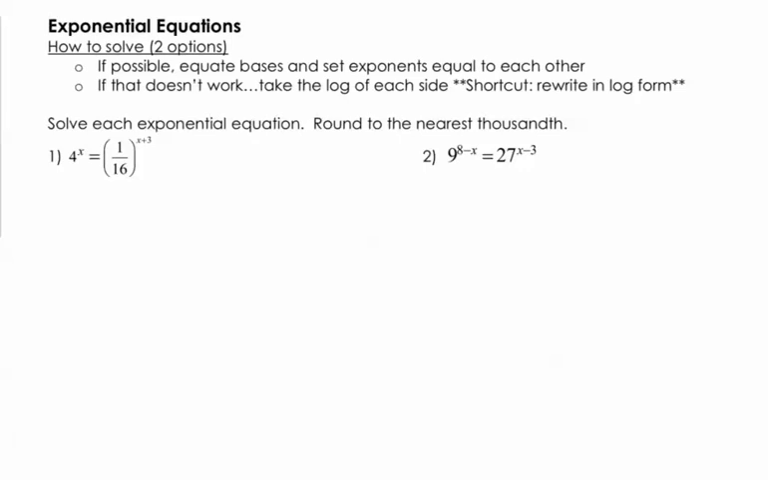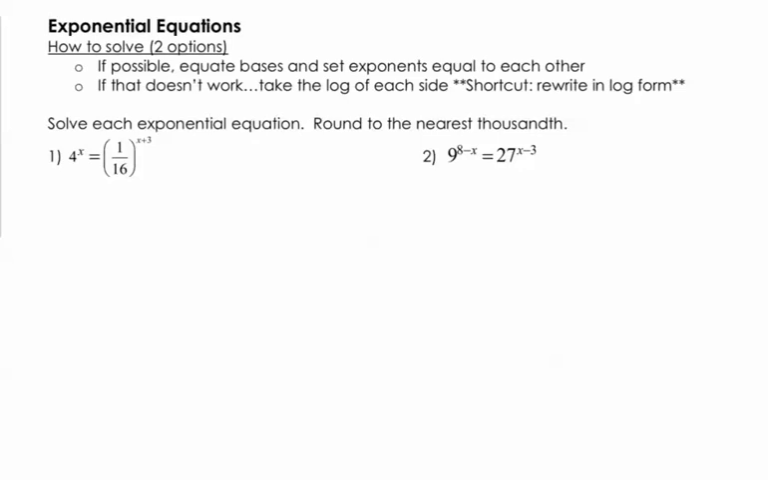Okay, so there's really two different ways to solve exponential equations. If you have exponents on each side, then hopefully you can get the bases to be the same and then equate your exponents. If you don't, then you're going to have to use the inverse operation of an exponential function, which hopefully you know by now is a logarithm. So to undo an exponent, you have to take a log. So we'll see a couple of examples of each.